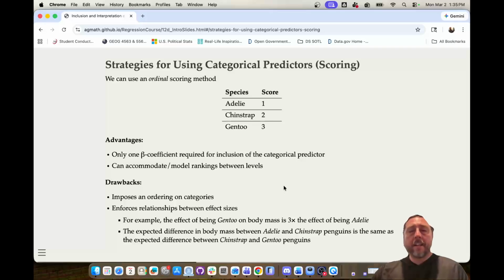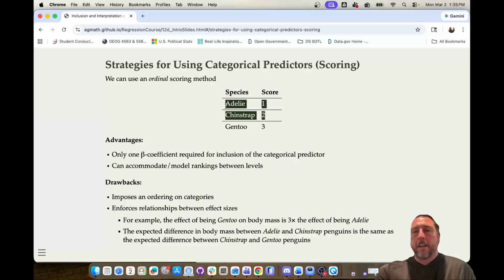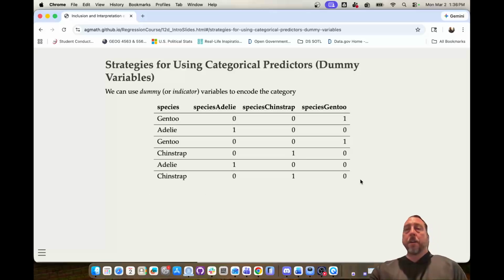It also means that the expected difference in body mass between Adelie and chinstrap penguins is the same as the expected difference in body mass between chinstrap and Gentoo, because their difference in score is 1 in both cases. That, and we've seen visual evidence, is not realistic. And so an alternative to scoring is to use dummy or indicator variables to encode each category.